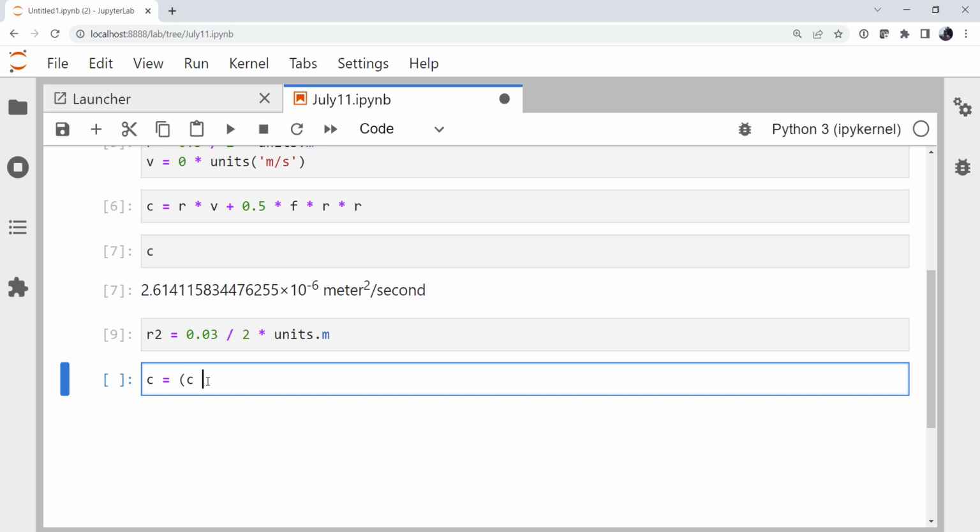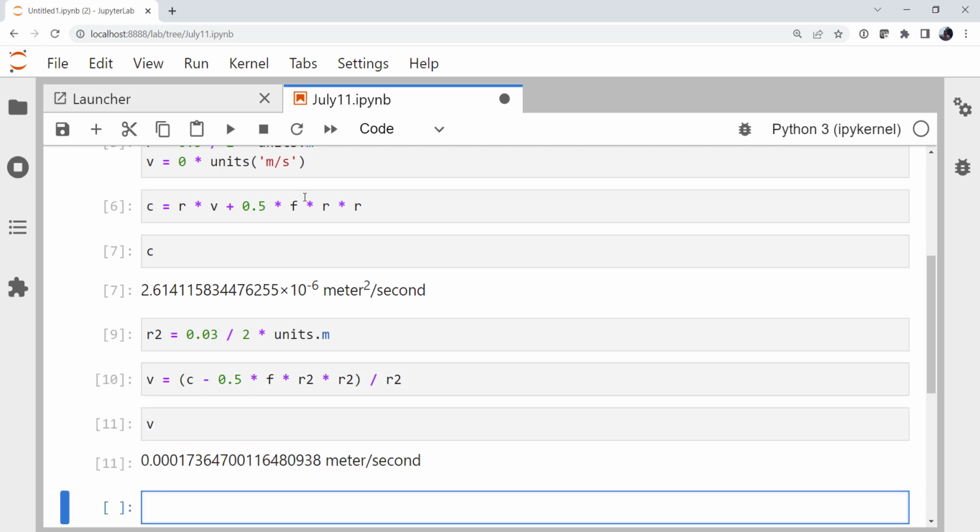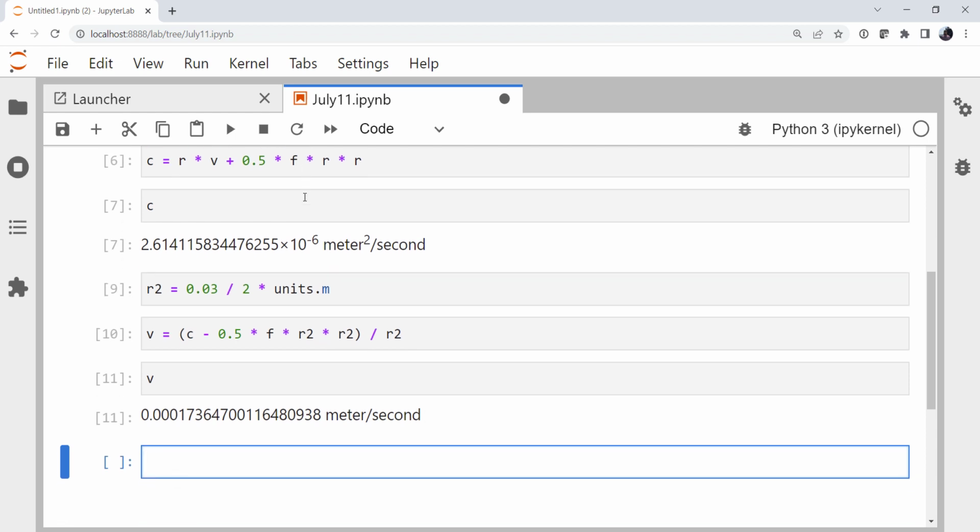Doing some basic algebra, it's going to be our constant minus 0.5 times f times r2 squared, divided by r2. And if we look at v, we see that we get less than a millimeter per second.